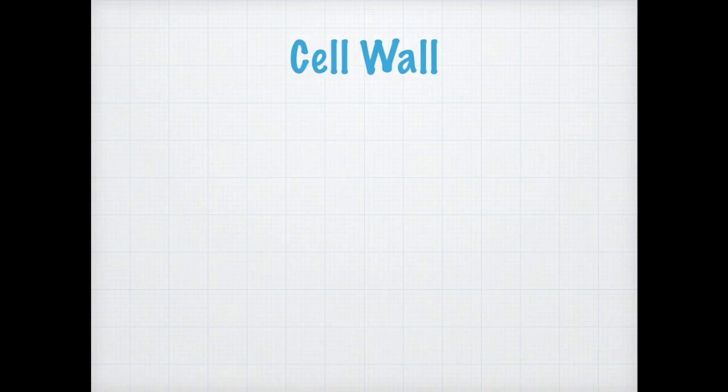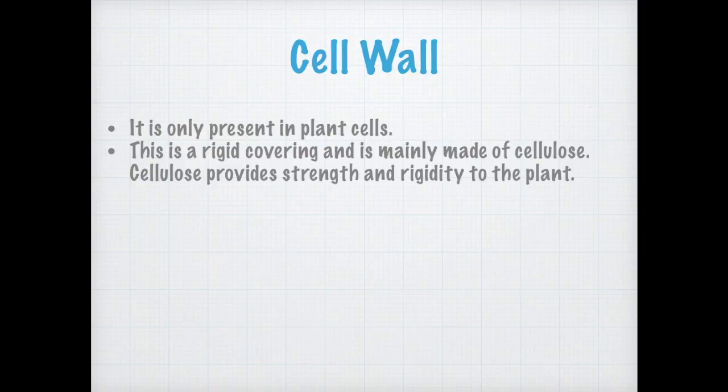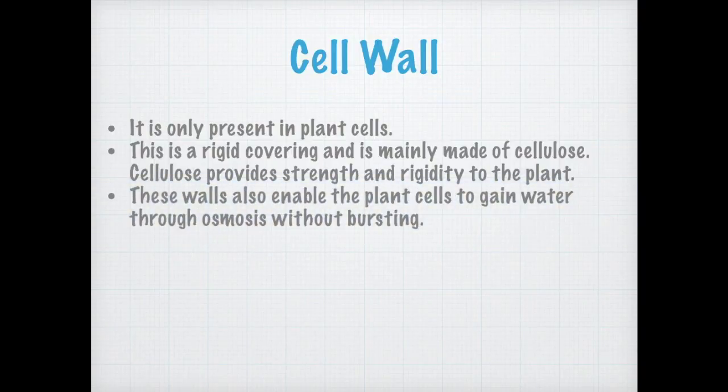Let's move on. So what is a cell wall? Well, the cell wall is an organelle present only in plant cells. Sorry, it's not an organelle, but it is only present in plant cells. It's not present in animal cells. It is a rigid covering that is mainly made up of cellulose, and cellulose provides strength and rigidity to the plant. So the first function of the cell wall is to provide strength and rigidity to the plant.